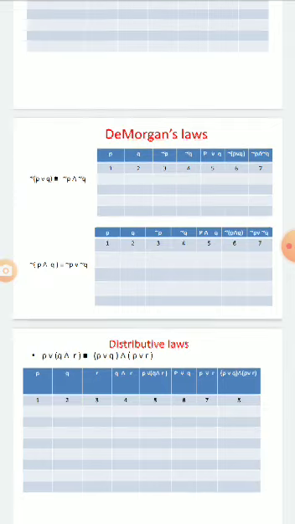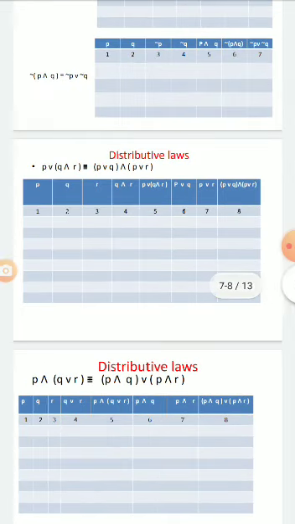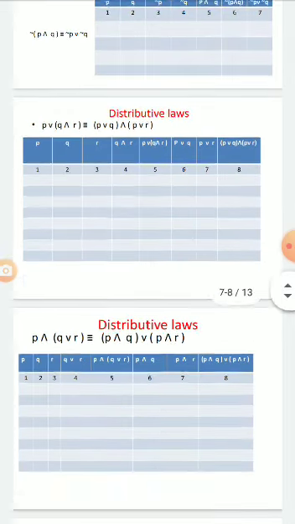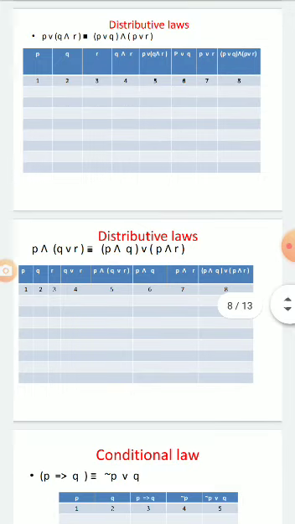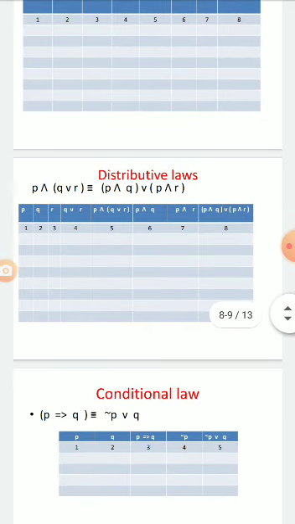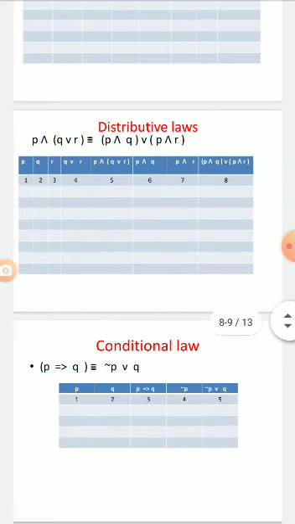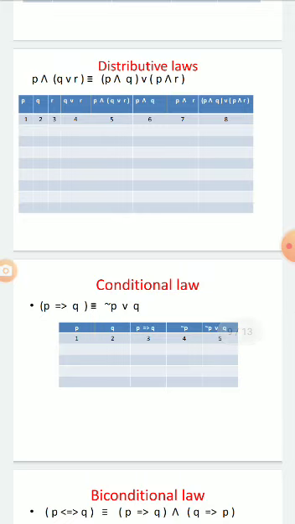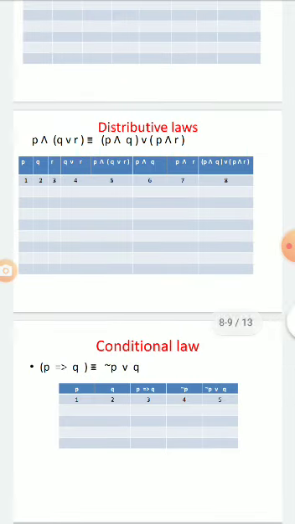Then we have distributive laws. There are two distributive laws. The truth tables are incomplete. You have to complete the truth tables. All these truth tables can be easily prepared. Then you have conditional laws. All these laws we need when we study negation of a compound statement. All these laws will be used at that time when we find negation of the compound statement.